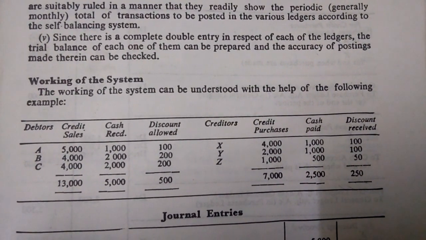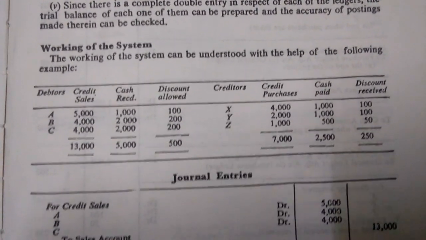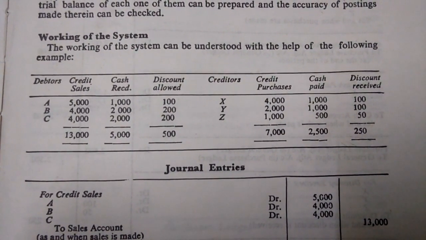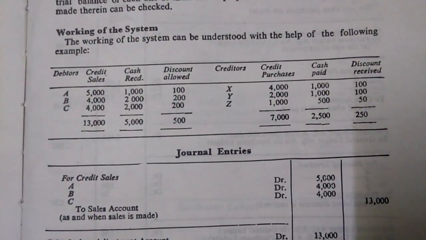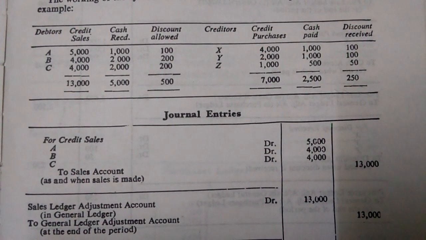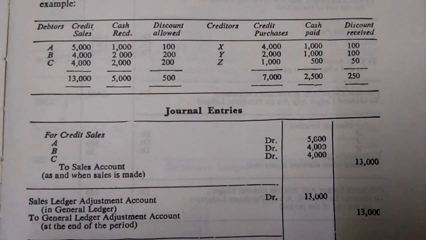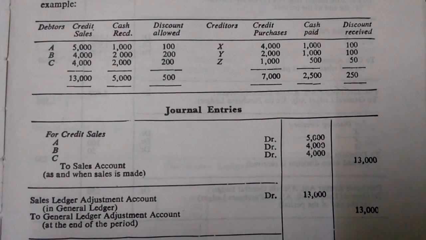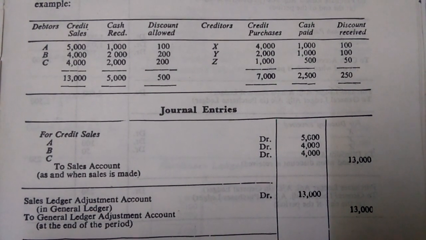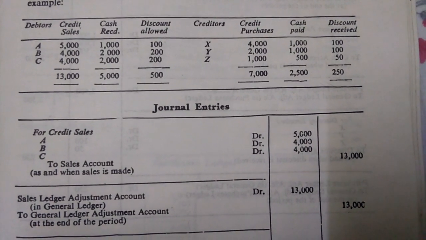So for understanding the self-balancing system, we are giving one example here. The working of the system can be understood with the help of the following example. Here are given debtors, credit sales, cash received, discount allowed. Debtors are A, B, C. Credit sales are 5,000, 4,000, 4,000, total 13,000. Cash received 1,000, 2,000, 2,000, that is 5,000. Discount allowed 100, 200, 200, total 500.